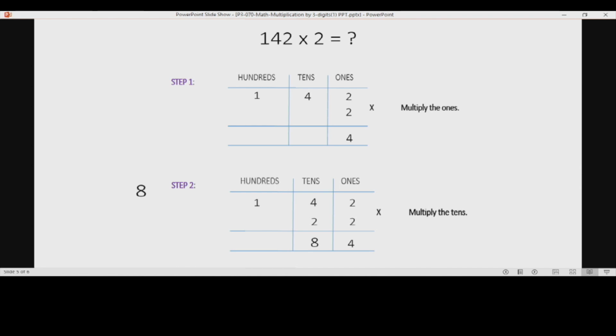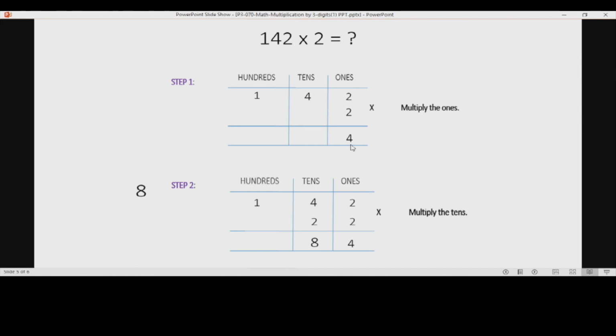So let's have a look what we need to do. What number do we need to multiply? 142 times 2. Okay, so step 1, the ones. 2 times 2. Excellent. Do we need to regroup or carry? No, we have our answer, 4.